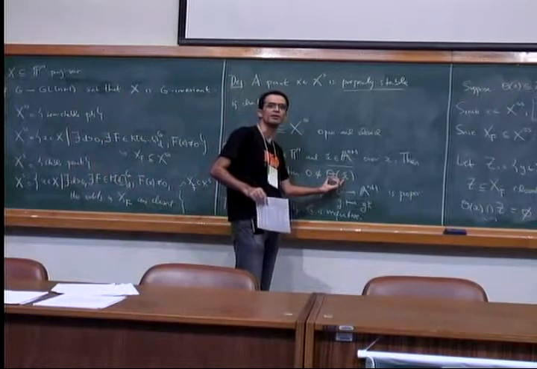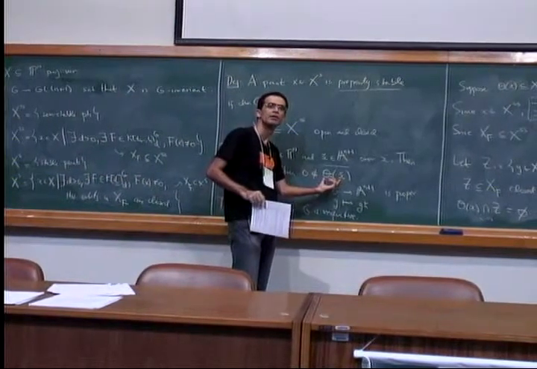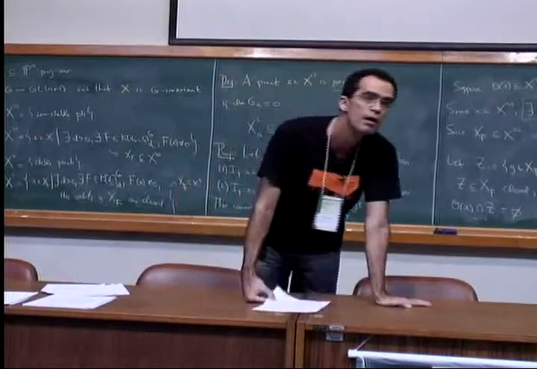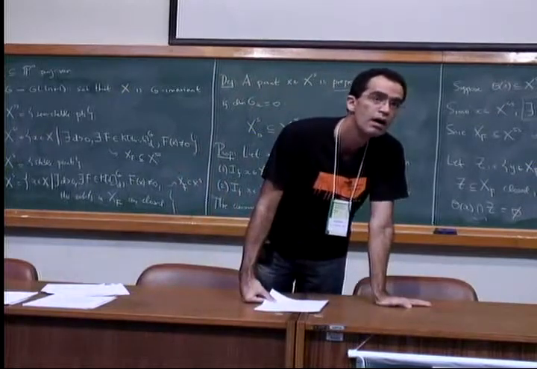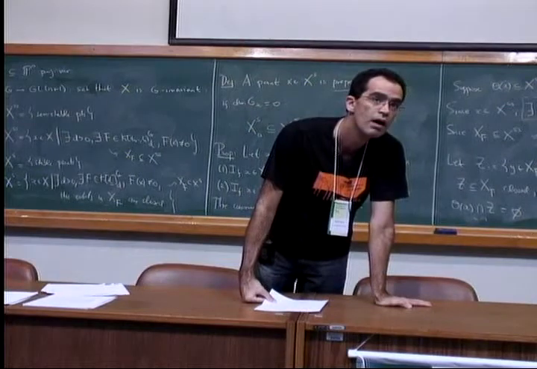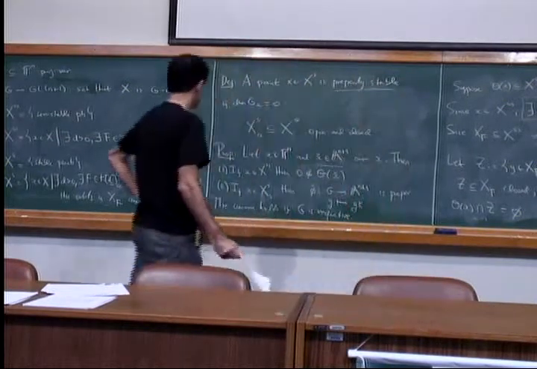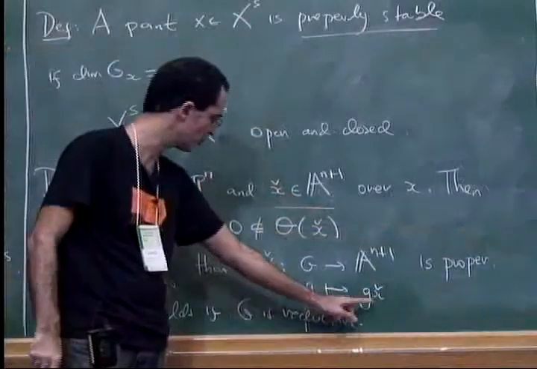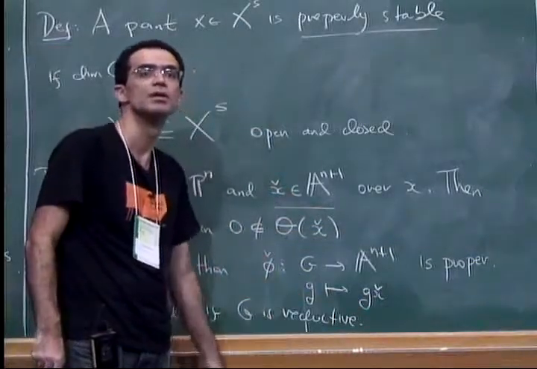I mean, the orbit is closed, a condition on that. Closed in the affine space. Well, it's going to be, right, if it's properly stable, because this map is proper, so it's going to be closed.